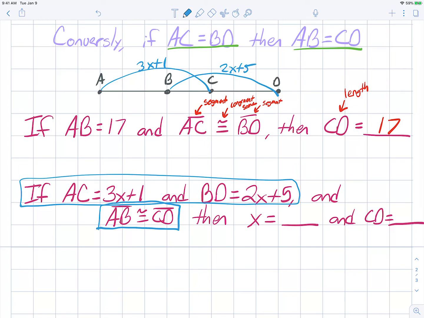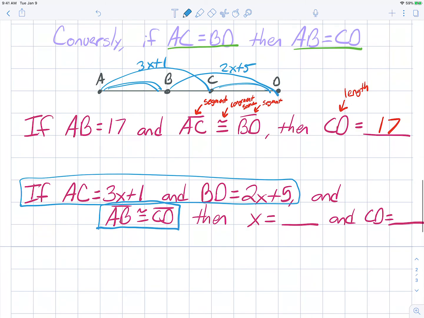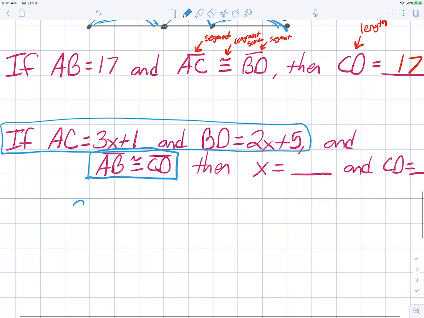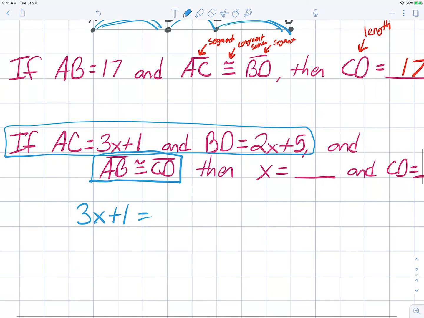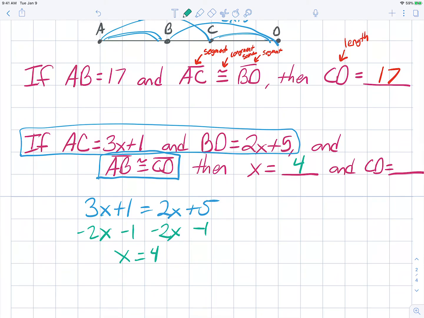So if AB is congruent to segment CD, I now know, because of the segment overlap theorem, that AC and BD have to be the same because they are the same segments on the edge, just added with that one in the middle, that overlap that they both share in the middle. So I can say that 3x plus 1 equals 2x plus 5. And if I solve that, I'm going to subtract 2x from both sides. I'm going to subtract 1 at the same time, and I'm going to get x equals 4. So that's the first part of my answer. What is x? It equals 4.